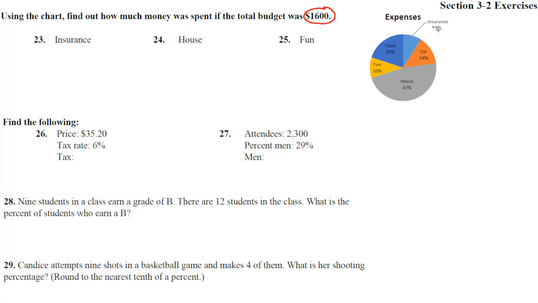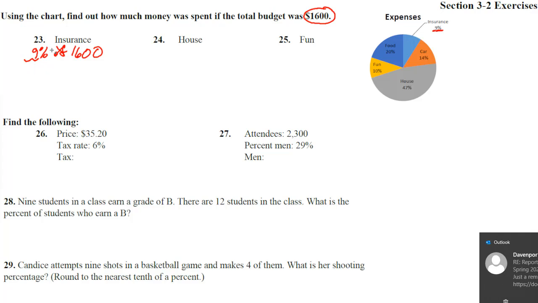It says insurance was 9%. So insurance, 9%, that means we're going to take 9% of 1,600. And notice when I say that, what's 9% of 1,600? We immediately know we're going to be multiplying. That's a times in there. 9% changes to a decimal. Notice it's not 0.9, it's 0.09. So let's put that in, and we're going to multiply it by 1,600.